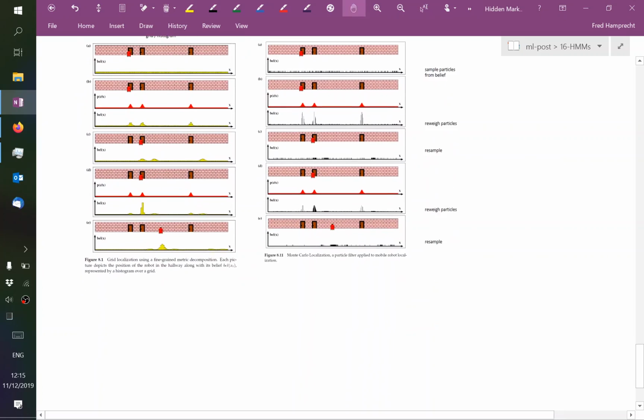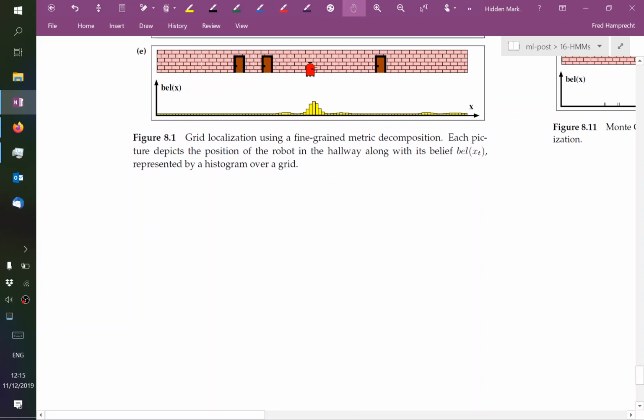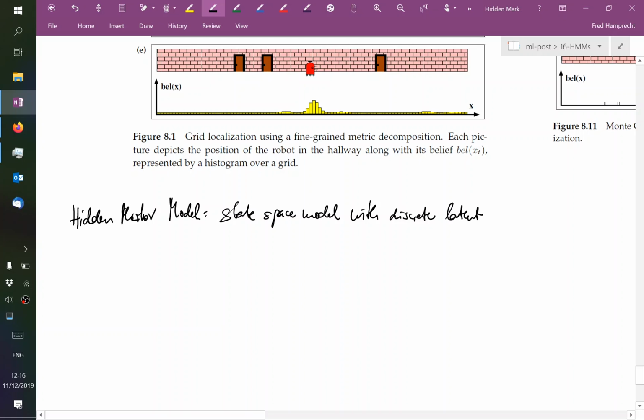But overall, in a hidden Markov model, what we have is a state space model with a discrete latent or hidden state.